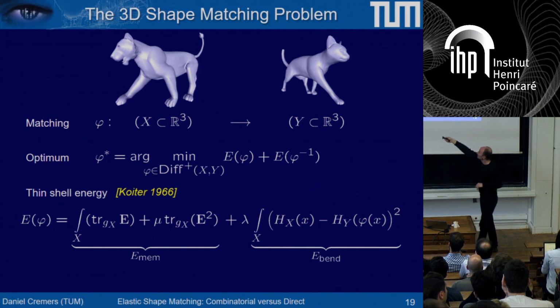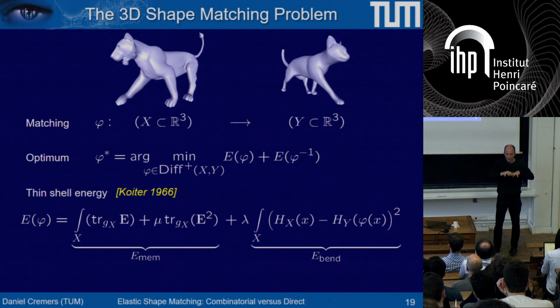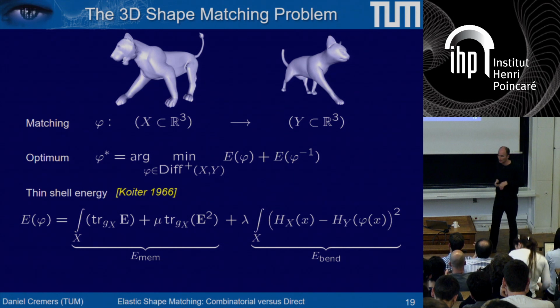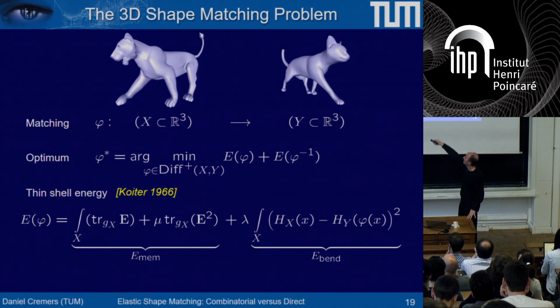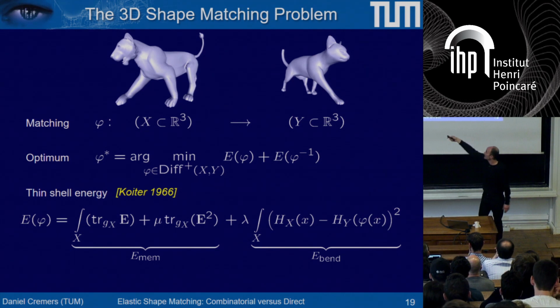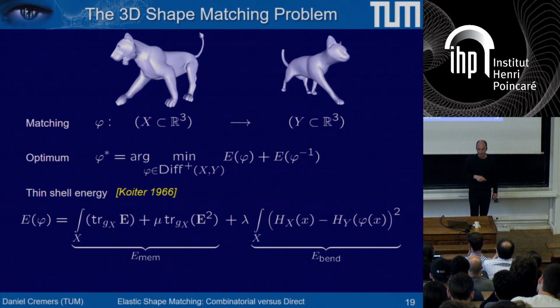And then in addition, you have a membrane cost. This accounts for the other deformation you can do, which is you can stretch or shrink one shape compared to the other, and that creates a membrane cost which is proportional to, there are two terms parameterized with a weight mu. One is the trace of this Lagrangian strain tensor. So, sorry, E is not this energy, it's the Lagrangian strain tensor. And here the trace of the squared Lagrangian strain tensor.